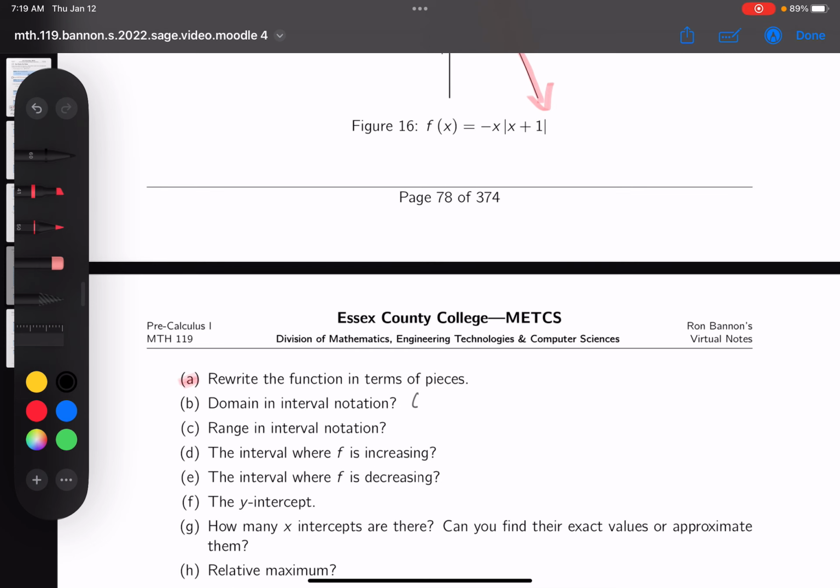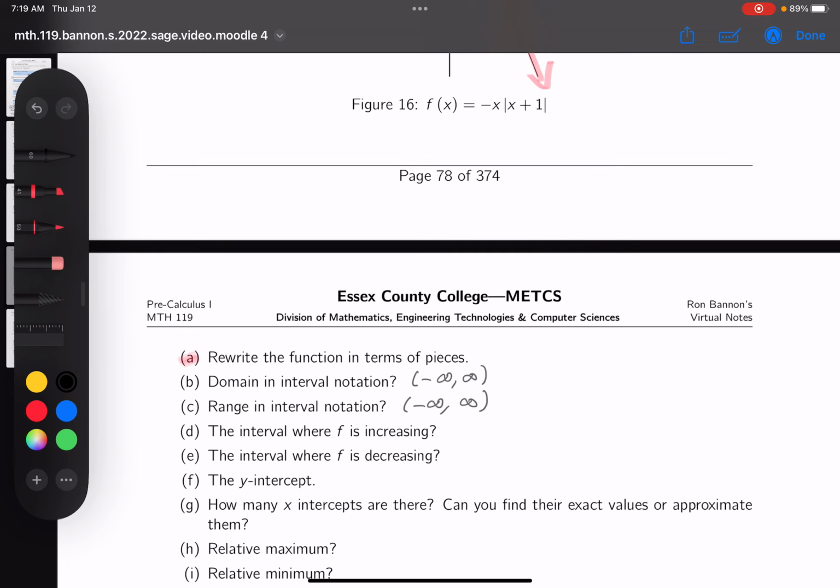What's the domain of that function? It has no troubles, so -infinity to infinity. There's no even roots and there's no division. What's the range? Looking at the picture, it appears to be sailing off in both directions, so -infinity to infinity.